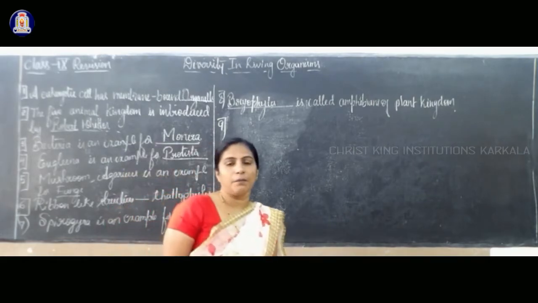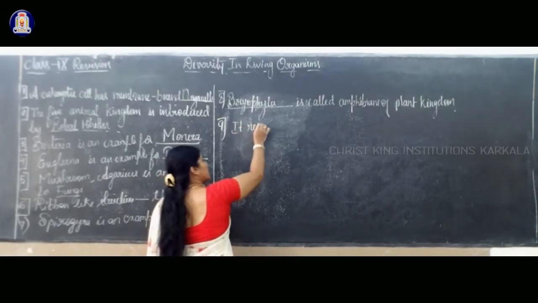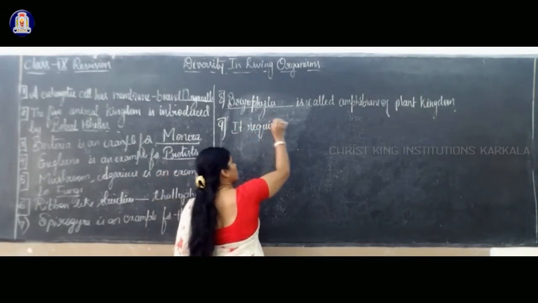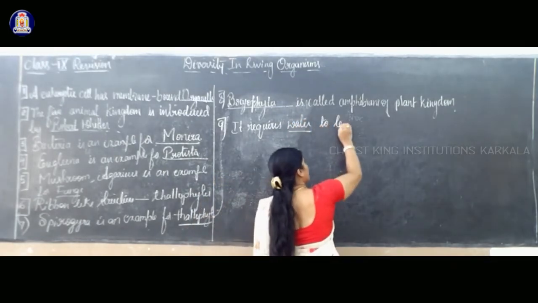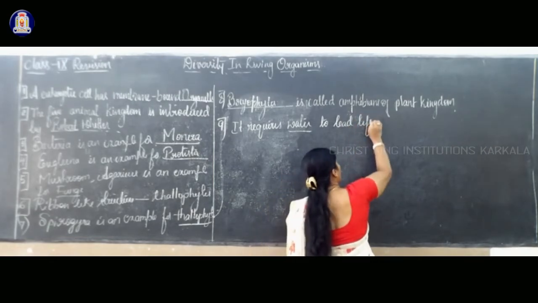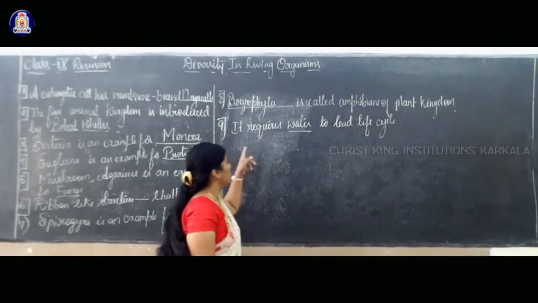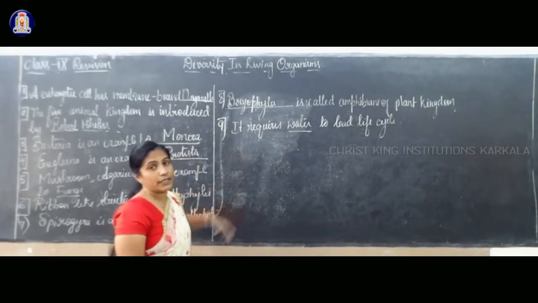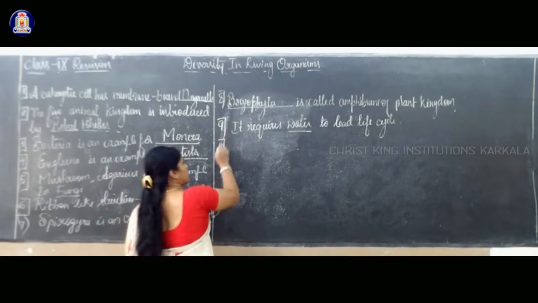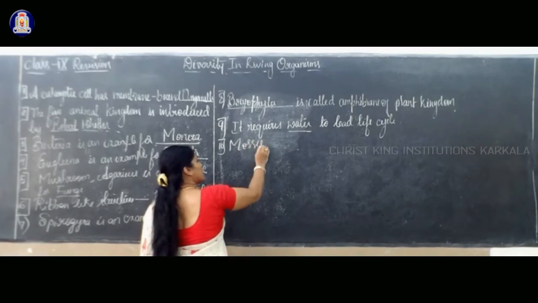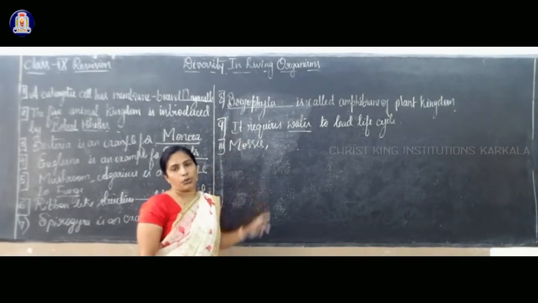Bryophytes are called amphibians of the plant kingdom since they require water to continue their life cycle. Amphibians, in our mind, come from animals, but in plants also. So here it is bryophytes. Common examples are mosses, Funaria, Polytrichum, examples for bryophytes.